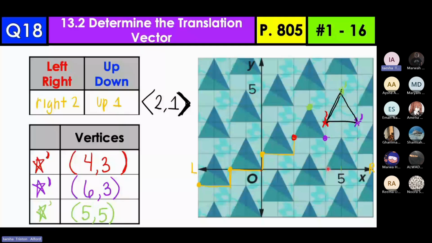How do I get to this point? I'm going to go 6 right, 3 up. How am I going to get to this point? 5 right and 5 up. The vector is the movement between the triangles from here to here. This yellow part is the vector. The red, the purple, and the green is the ordered pair. Where is it in the graph?